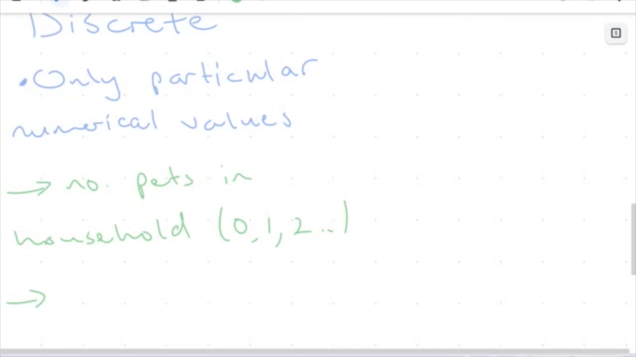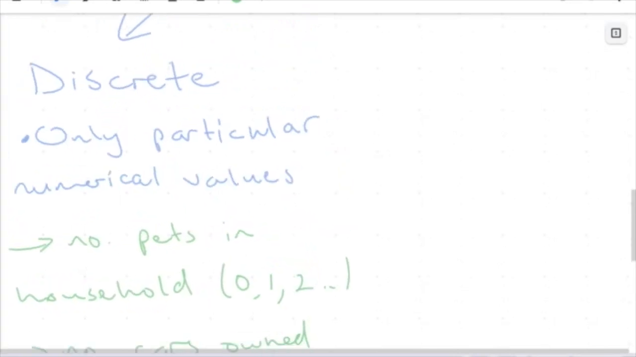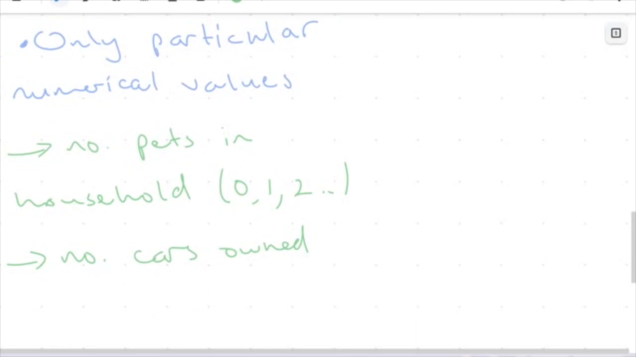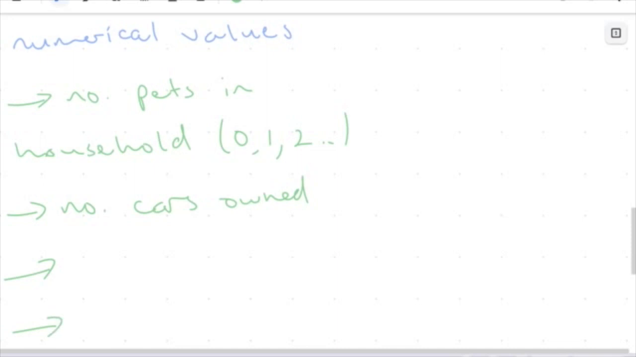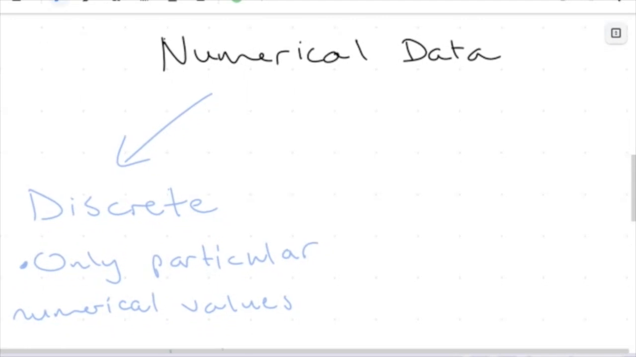We're dealing with whole numbers here. So the number of pets in a household, or the number of cars owned. You're not going to have 3.5 cars. You're going to have these whole numbers. So this is what we mean by discrete numerical. This is data that is particular numerical values. So it has to have a whole number attached to it. So number of pets in a household, number of cars owned by a family. Have a think of maybe two more that we could put here. You can do this in your own time. Now, that's numerical data. Oh, sorry, that's discrete numerical data.